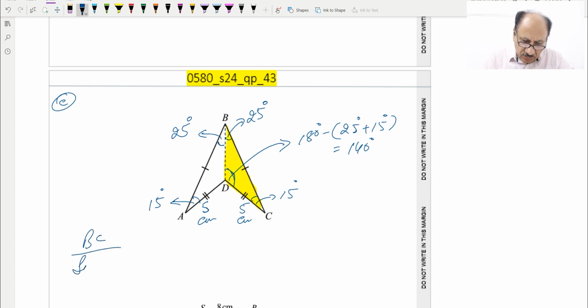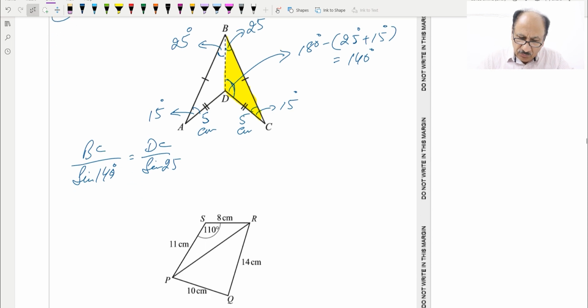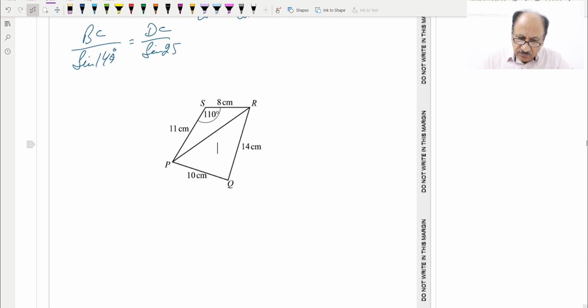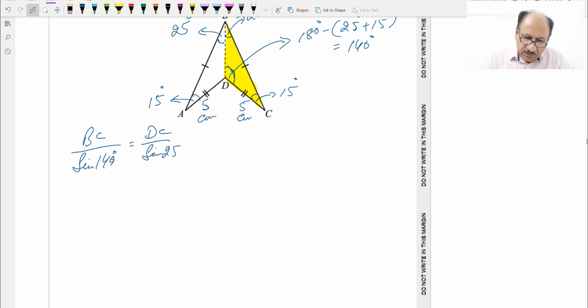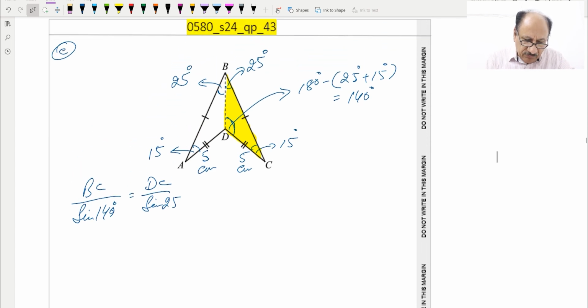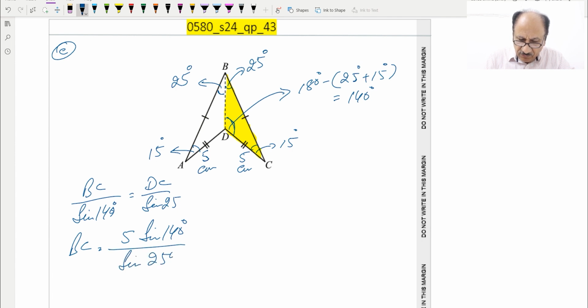BC over sine of the opposite angle, which is 140 degrees, will be equal to DC over the opposite angle, 25, so sine 25. And now we can simplify this. BC will be equal to, I will move this diagram for the next part a little down, and here we will have space to calculate. This will be BC we need to calculate. So BC is equal to, the DC value is 5, and sine of 140 degrees will go as numerator, divided by sine of 25 degrees.